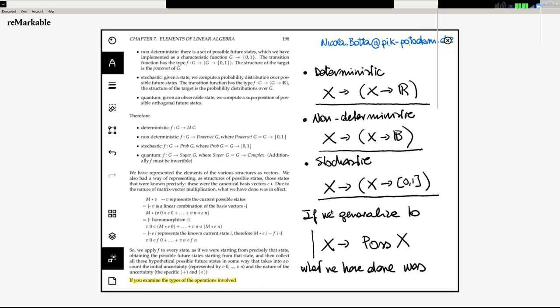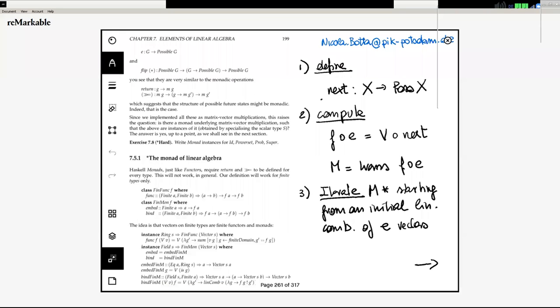In general, if we abstract a little bit away from these different types, we can say that dynamical systems have been modeled with transition functions of type X to some kind of functor of X, some kind of possible axes. And what we have done is just to first define this function next, then to compute F following E as equal always to V following next, and then we have iterated this function. Nothing more. This has been what we have been doing in the last 15 minutes.